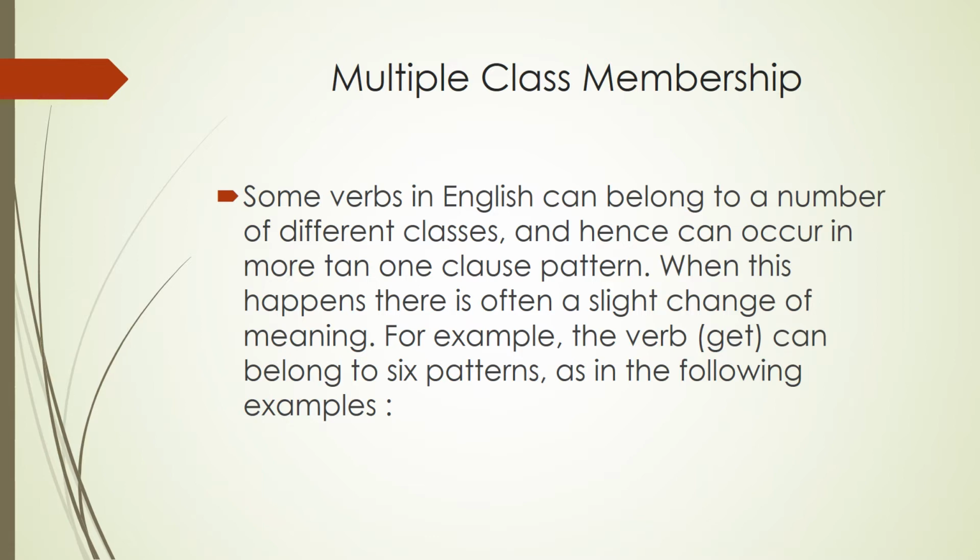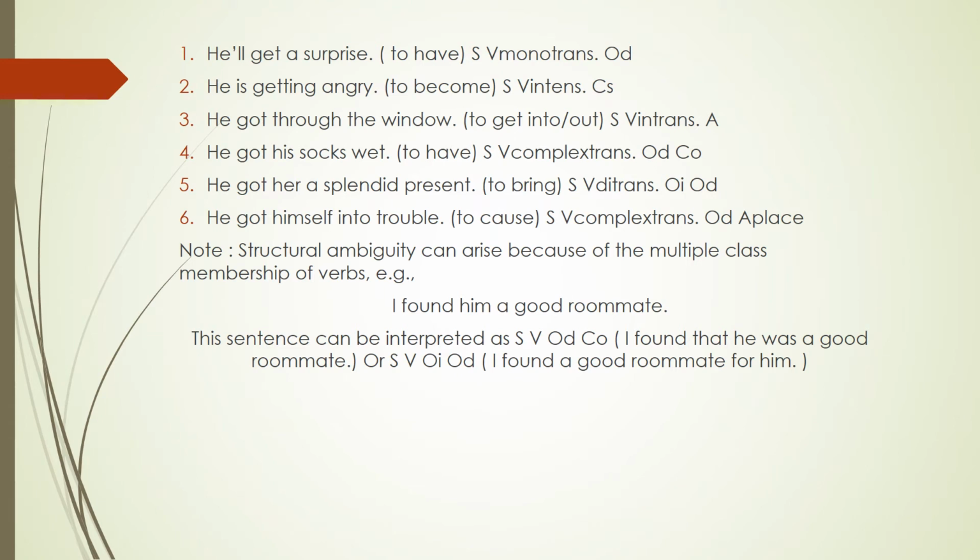The best example for this is the verb get, that can be used in six patterns of the seven ones that we have studied. For example, I want you to check the following six sentences. In number one, we have get a surprise. The meaning of the verb get here is to have, and the sentence pattern is number three, because it has subject, monotransitive verb, direct object.